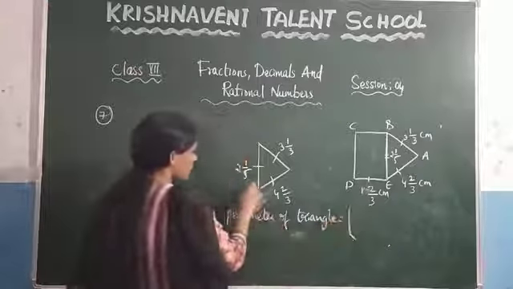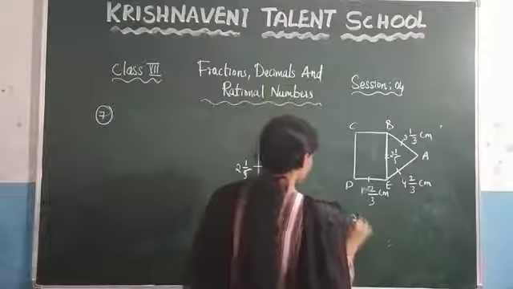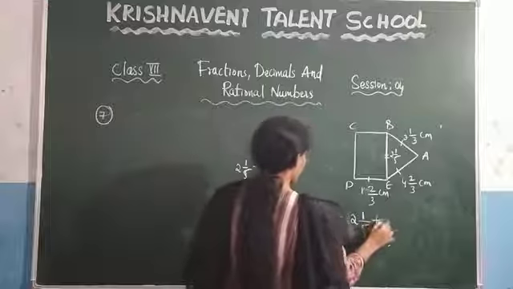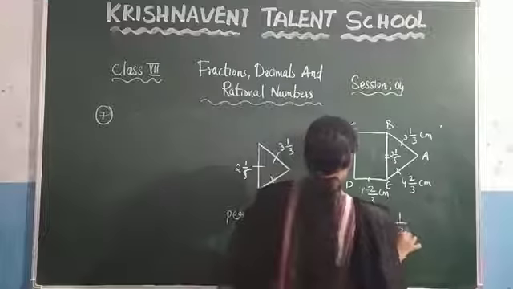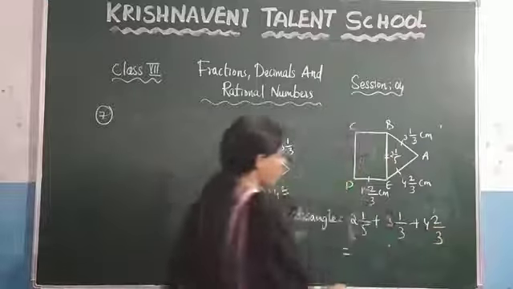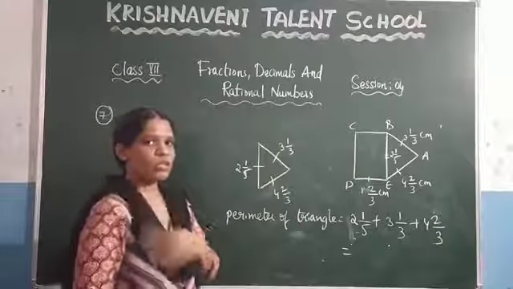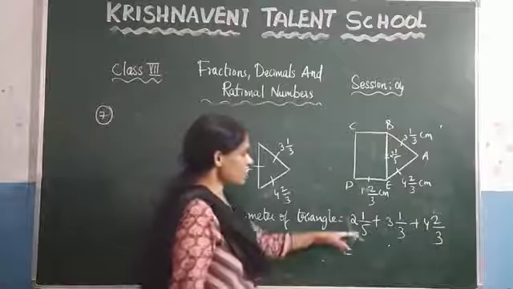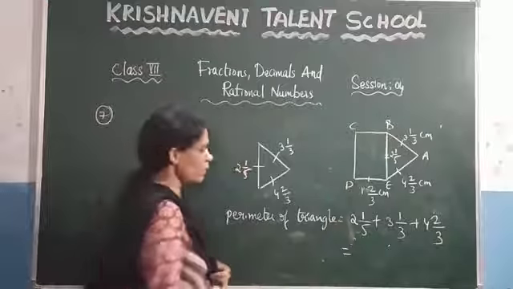is equal to, just add these values that they have given, 2 1 by 5, and the other side is 3 1 by 3, and the other side is 4 2 by 3. Now you need to add this. If you want to add this, what we need to do? Just we have to change this mixed fraction into the improper fraction.